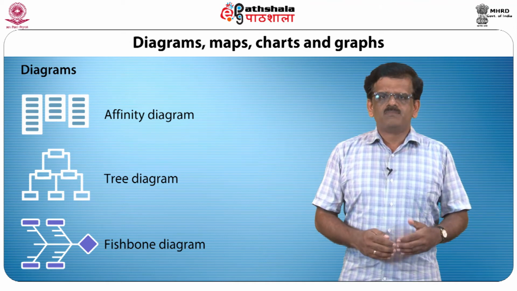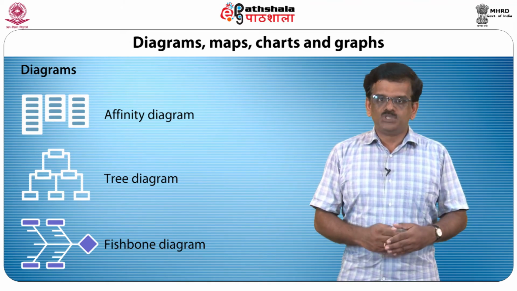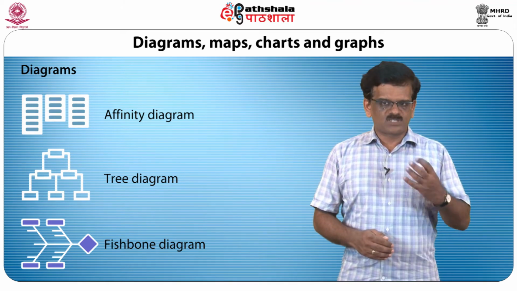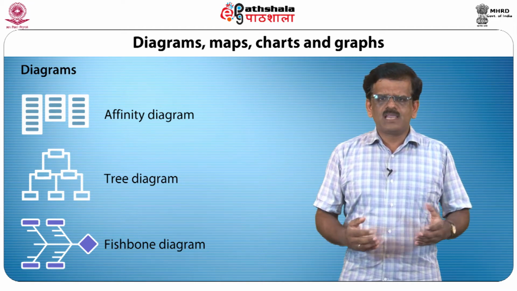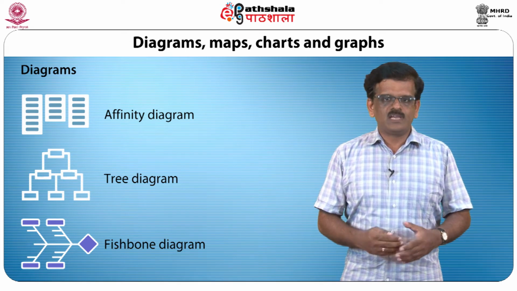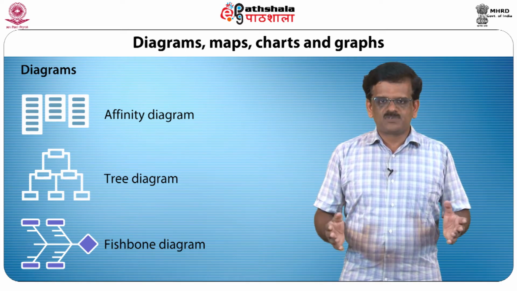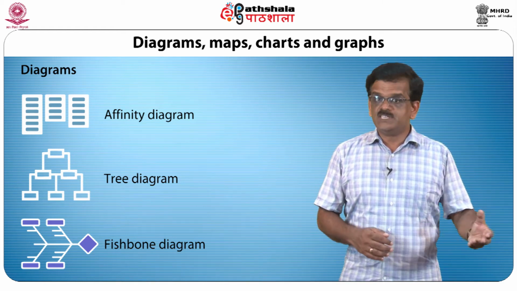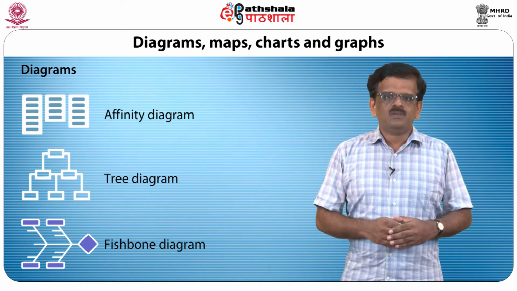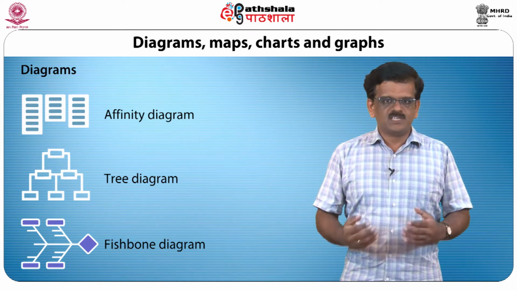The diagrams, maps, charts and graphs are the visuals which contain a more abstract form of information on a particular aspect. A diagram is any kind of line drawing of an object or an idea. There are several types of diagrams we will come across in our life. The affinity diagram is a business tool used to organize ideas and data.